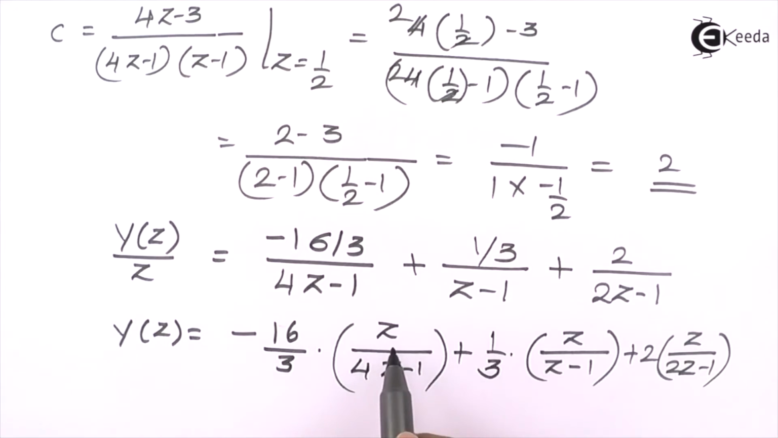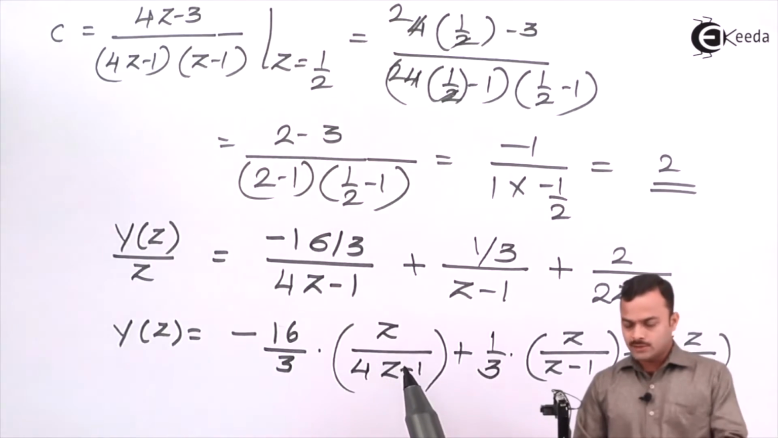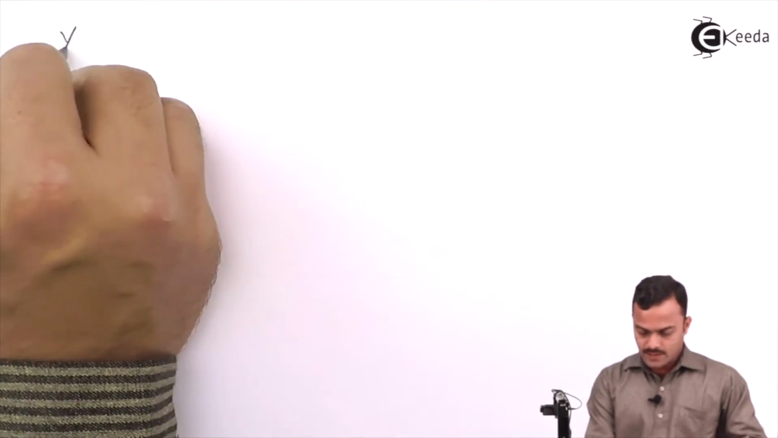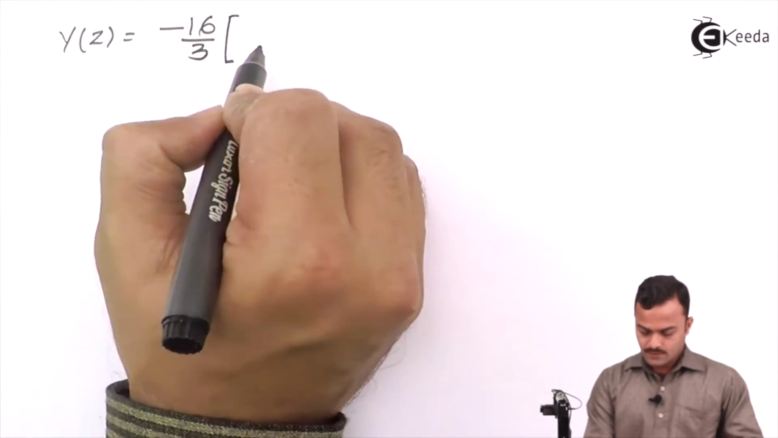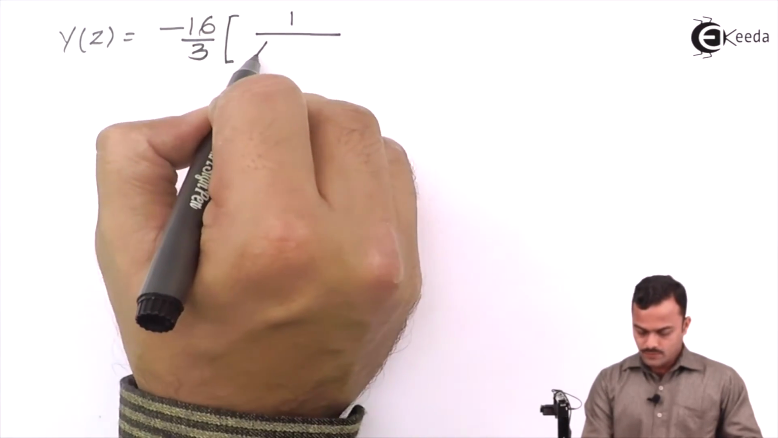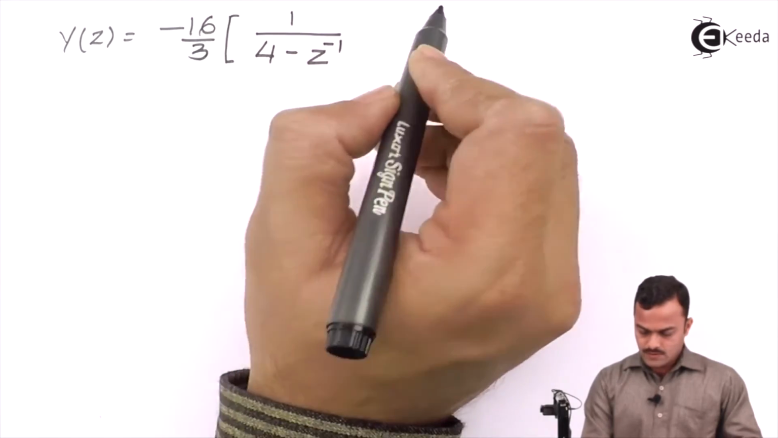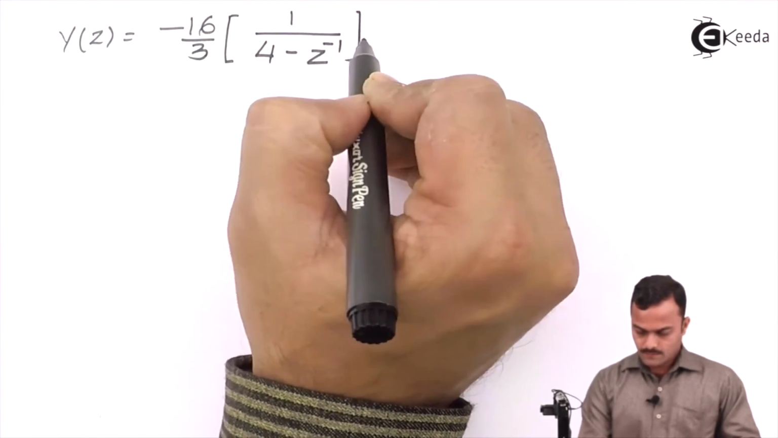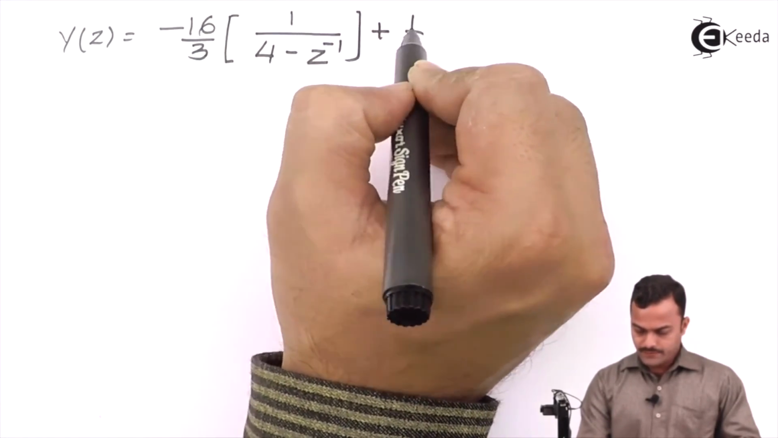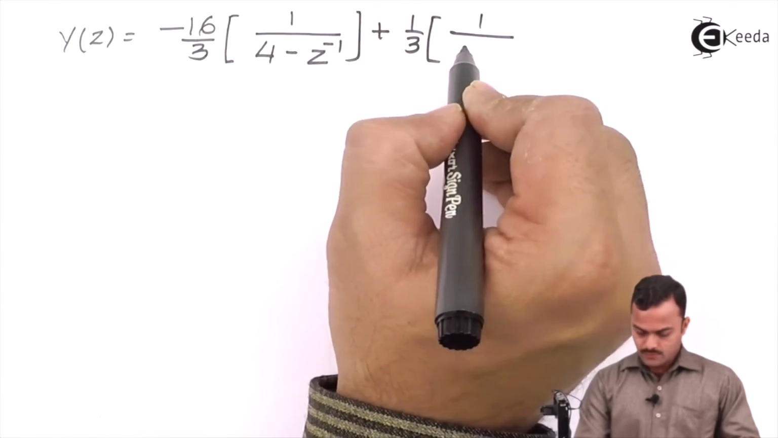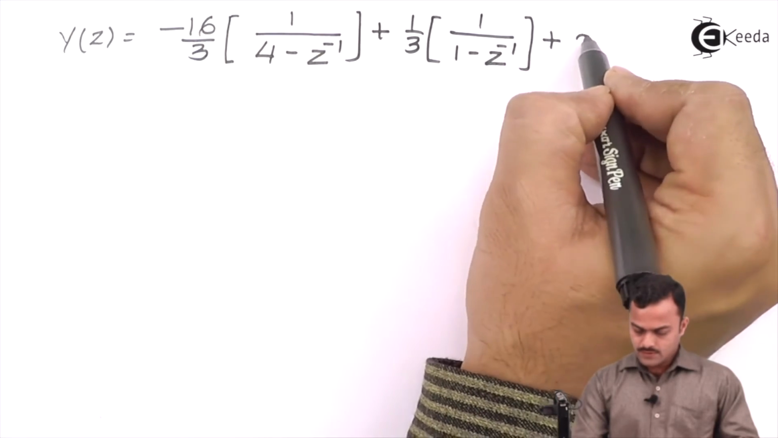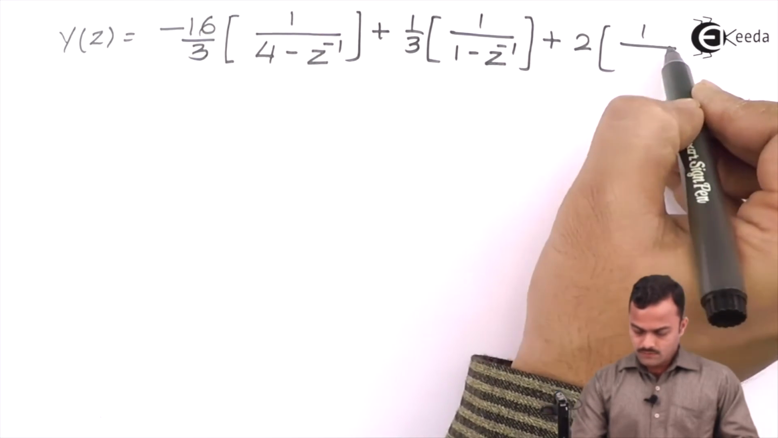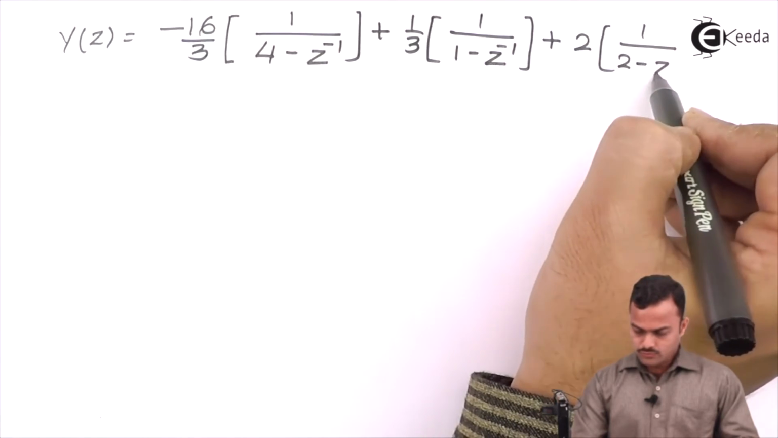Now what is the use of this z? I will do one thing. I will cancel out z from all the numerators and denominators, so that I will get Y of z as minus 16 by 3 bracket 1 upon 4 minus z inverse, plus 1 by 3 into 1 upon 1 minus z inverse, and finally plus 2 into 1 upon 2 minus z inverse.